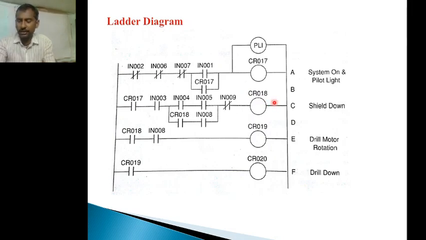Then the operation will be stopped, and with a spring action, the driller and the shield go to their initial position, that means the top position, and we can reset the system by pressing the system stop button.